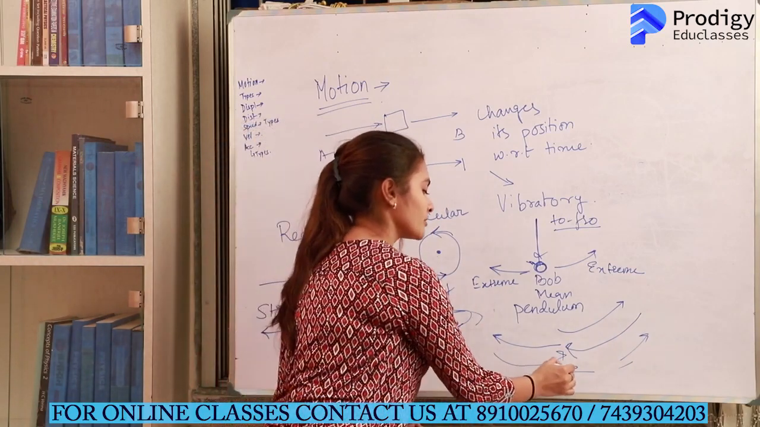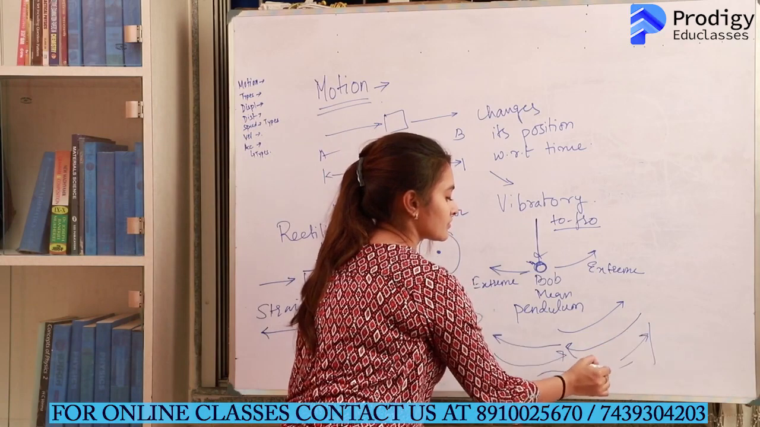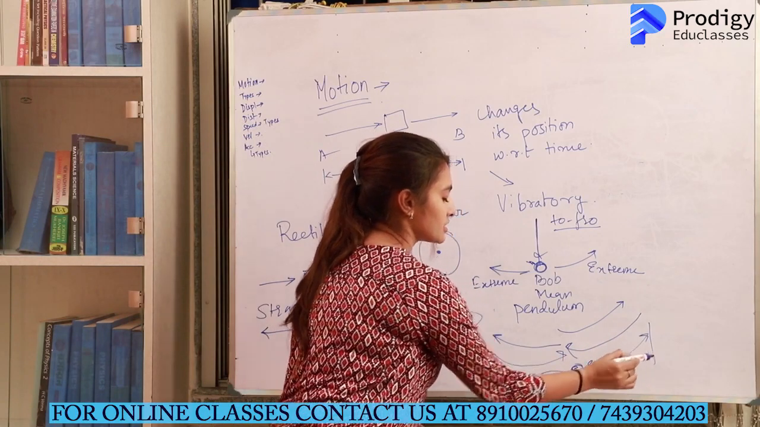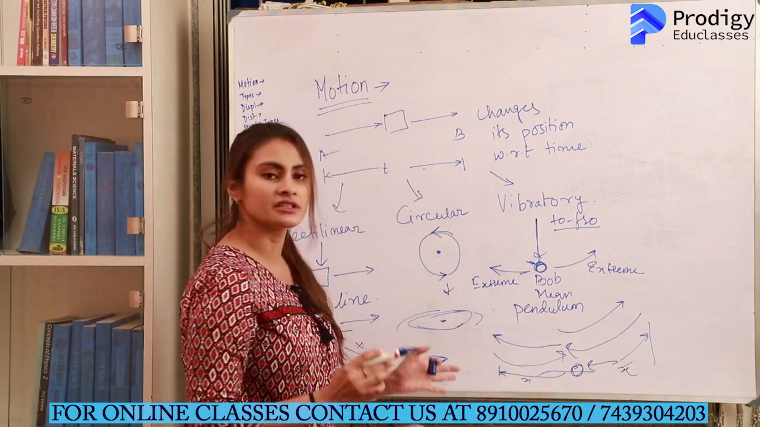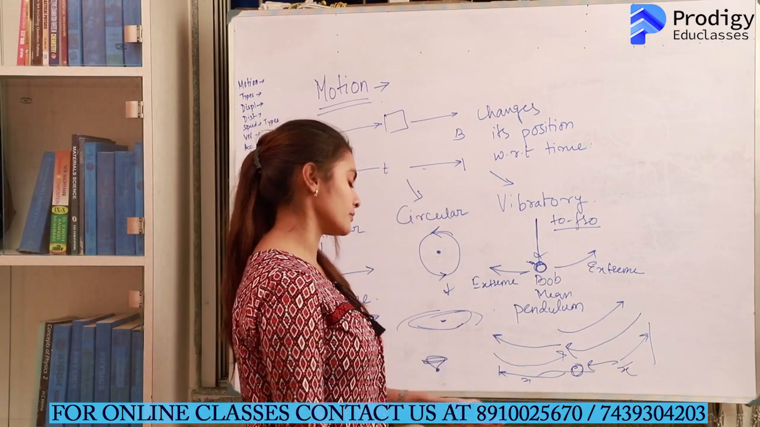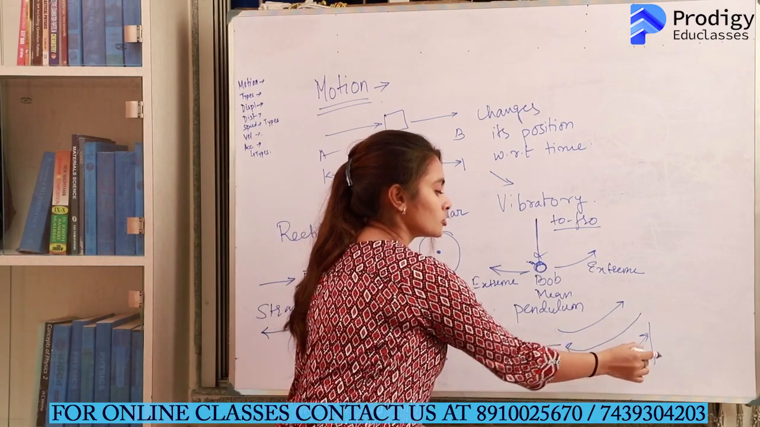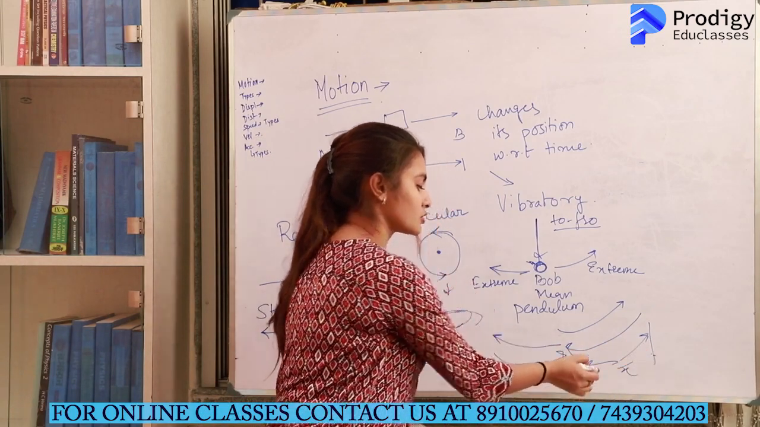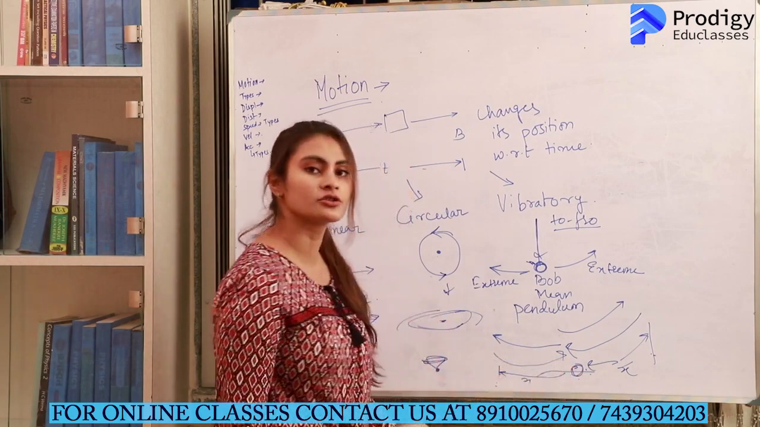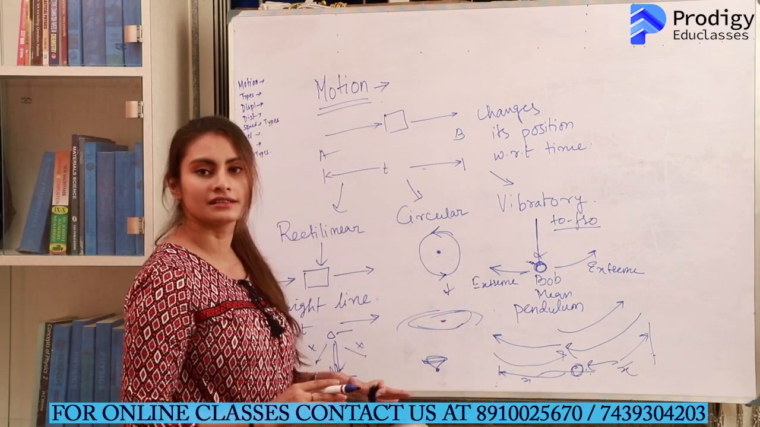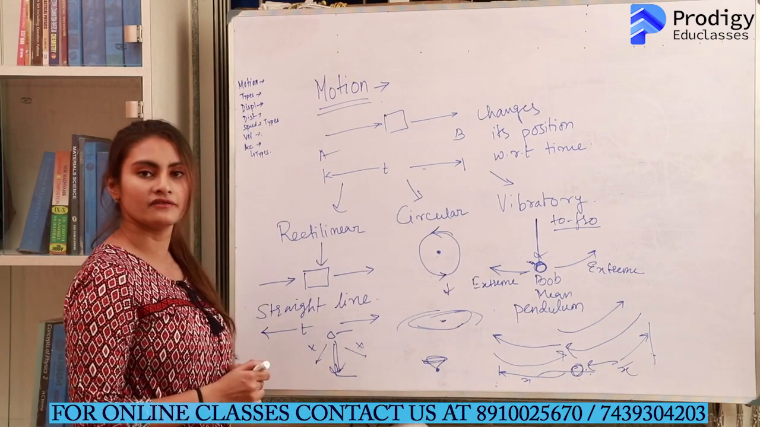Now, suppose the distance from the mean position to its extreme position is x, and this side also it has to be x. It is always equal on both the sides of the mean position. So, if it goes from 0 to x, it again comes back from x to 0. Again it will go from 0 to x, and again it will come from x to 0. I hope till this it is clear to you all the types of motion and everything.